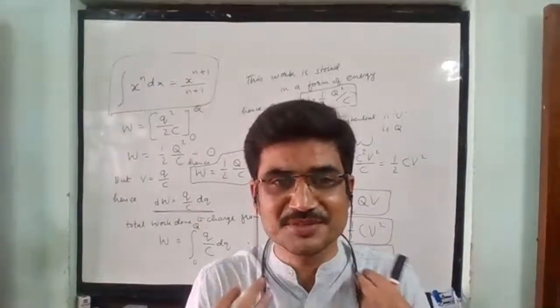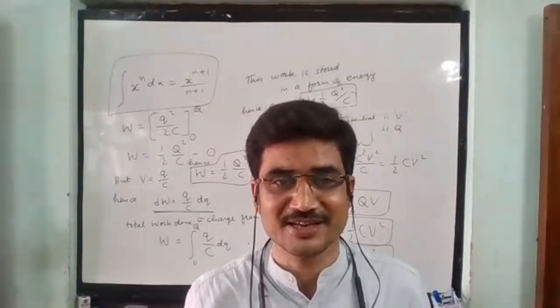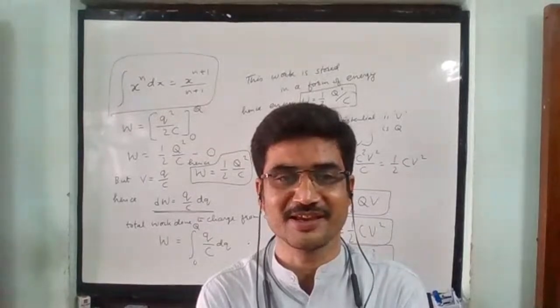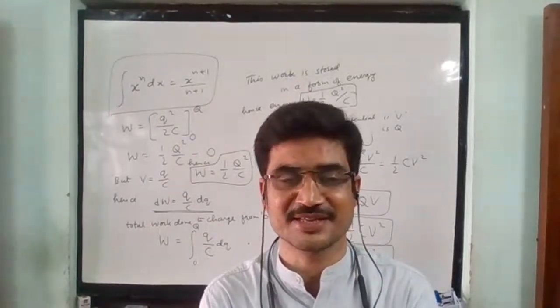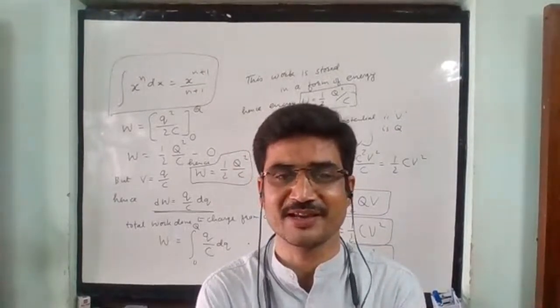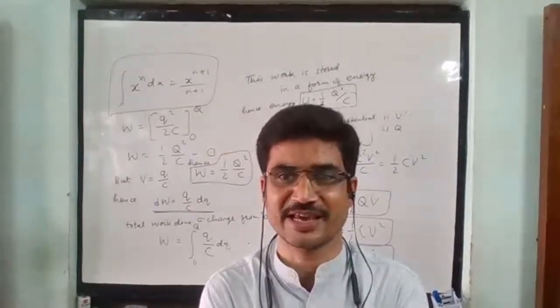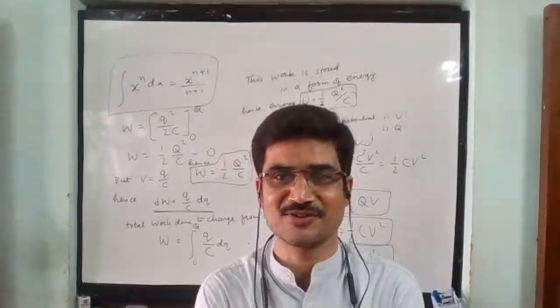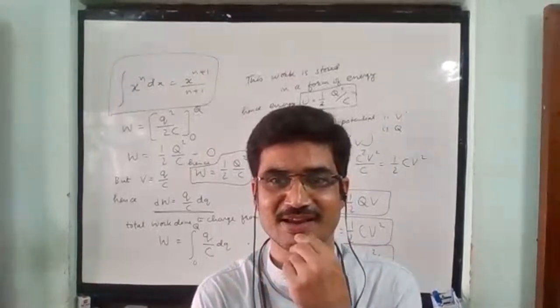So, good afternoon, children. Can you hear me? If the sound is there, then write A, and if the video is clear, then write V. A for audio, V for video. Just write A and V in the chat box. It means sound and video both are okay.